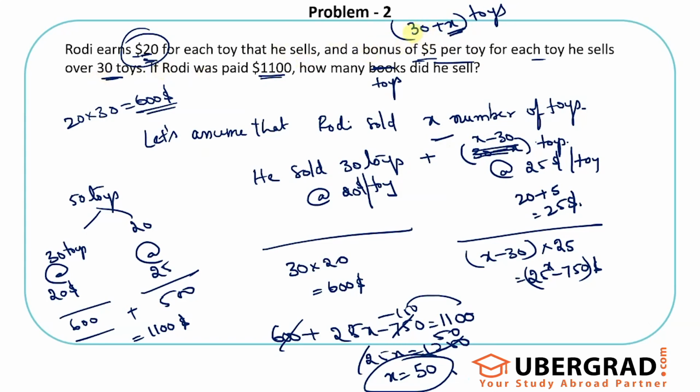So how much does he get for 30 toys? He gets 30 into 20 plus for the extra he will be getting X into 25. This total should be equal to how much? 1100. This will give me X as 600 goes that side, it's 500, 25X is equal to 500, X is equal to 20. So that means he sold 30 plus 20, 50 toys on the whole. That's how you can make this. Different ways to do, but pretty much the same answer.